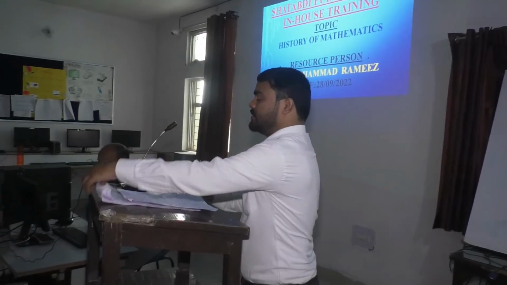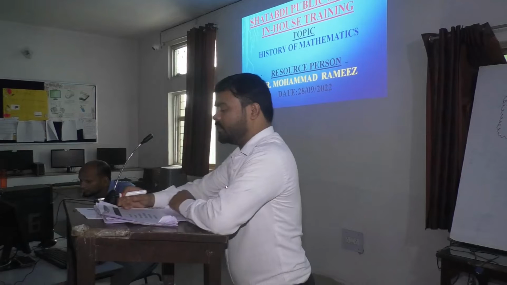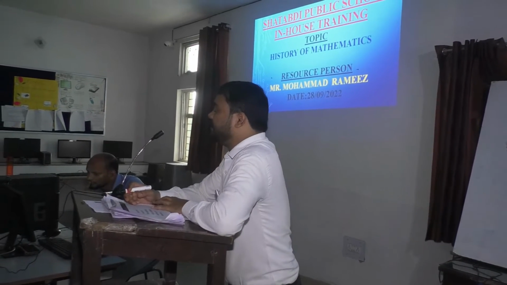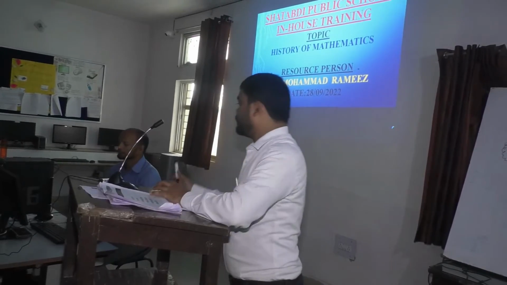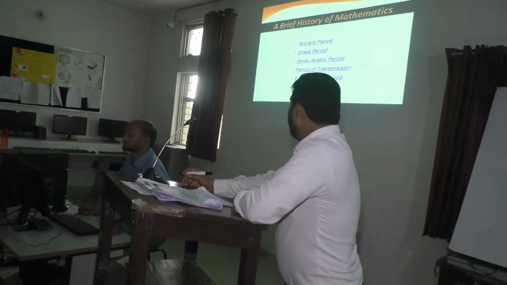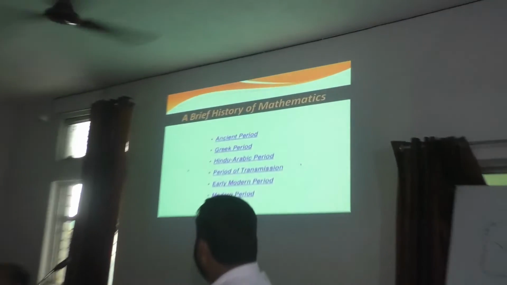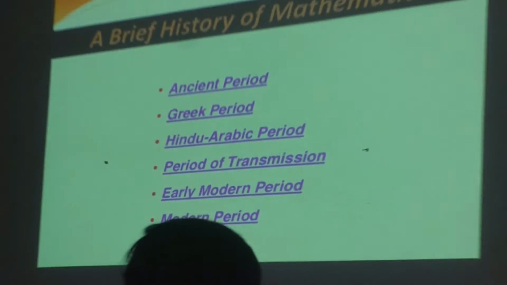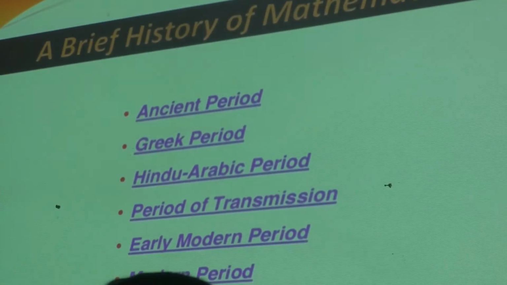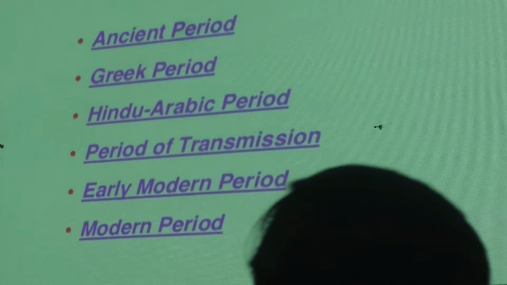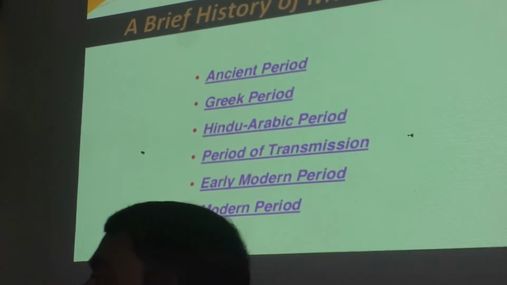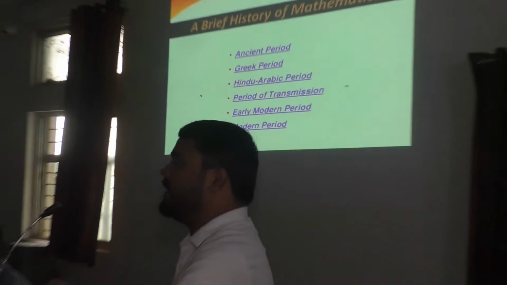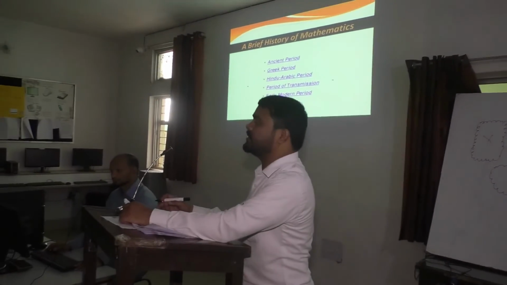Before moving onwards, I would like to give the parts of mathematics according to their history. The history is divided in ancient period, Greek period, Indo-Arabic period, period of transmission, early modern period, and modern period. Regarding ancient period, I have already told some civilization came into being and draw certain patterns to write the number system.